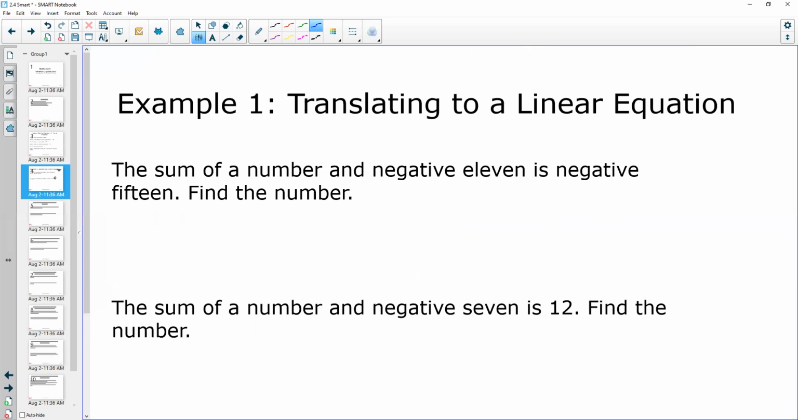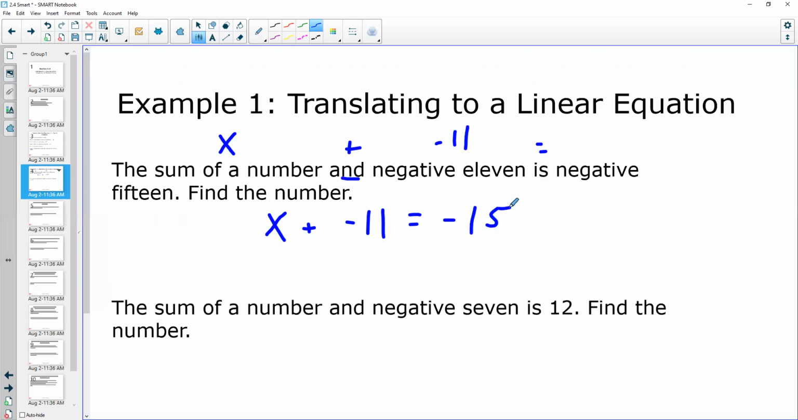So this one says the sum of a number and -11 is -15. Find the number. So we're going to start with the equation. It says the sum of a number and -11. So I'm going to write this, a number is an unknown quantity, so X, and -11. So X plus -11 is -15. Well, I can do that.